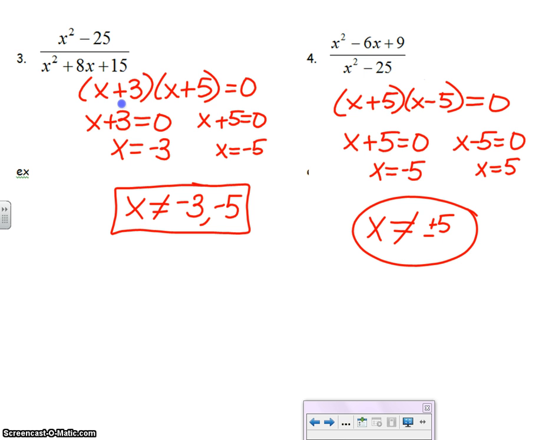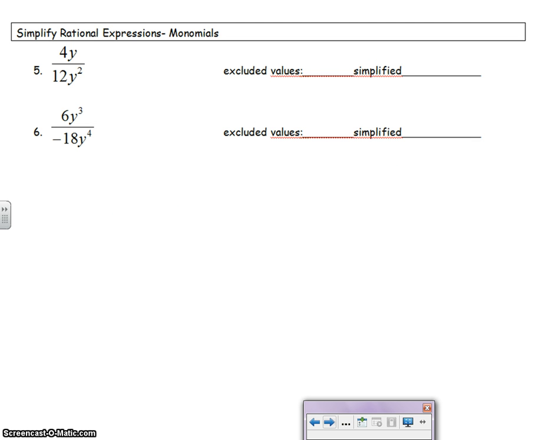Okay, now we're going to actually start simplifying our rational expressions. We're going to start with the monomials, which means we have one term on top and one term in the denominator. So the first thing we're looking at is what value would make our denominator equal to 0. So 12 times y to the second. Hopefully you can conclude that y cannot be equal to 0, because if we plug in 0, we're going to have 12 times 0 in the denominator, and we're going to be dividing by 0, which we know we can't do.